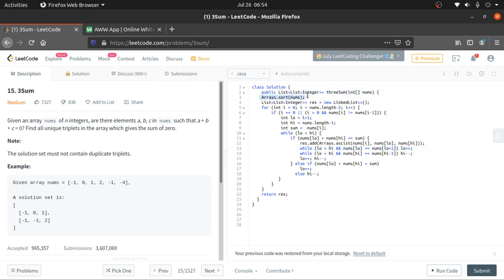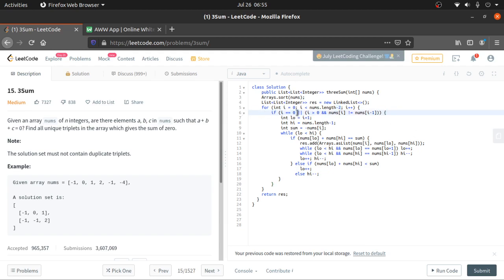Okay, the very first thing is, this gives us extra O(n log n) complexity, but this is what we need to do. We need to sort the array first to be able to check nums of I minus 1, nums of I, or nums of low plus 1 to nums of low. We need to sort the array first. Then we create a list of integer lists here. Then we go through the for loop. Just pay attention, nums length minus 2, because we are checking 3 numbers here.